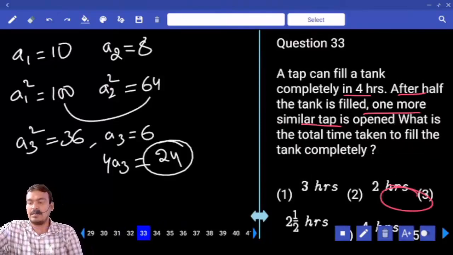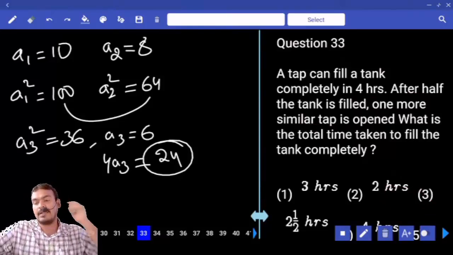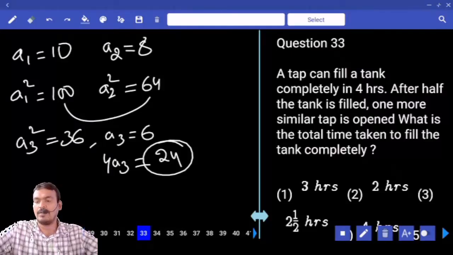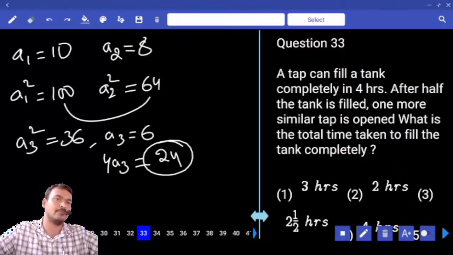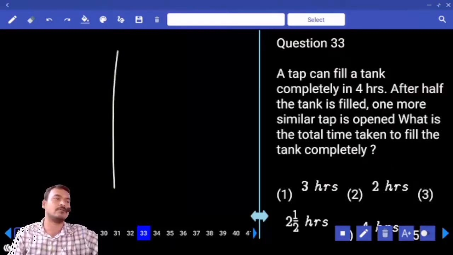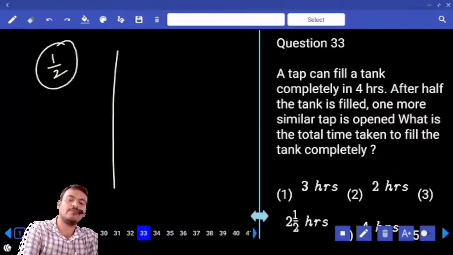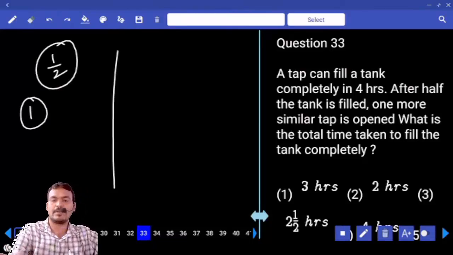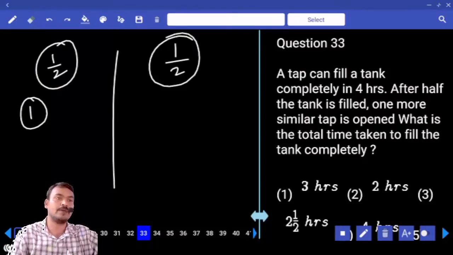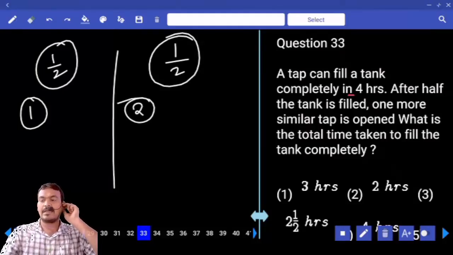Next question number 33. A tap can fill a tank completely in 4 hours. After half of the tank is filled, one more similar tap is opened. What is the total time taken to fill the tank completely? Okay. And here the total tank is split into 2 half parts: first half part, second half part. The first half part is filled by only 1 pipe, but the second half part is filled by 2 pipes.